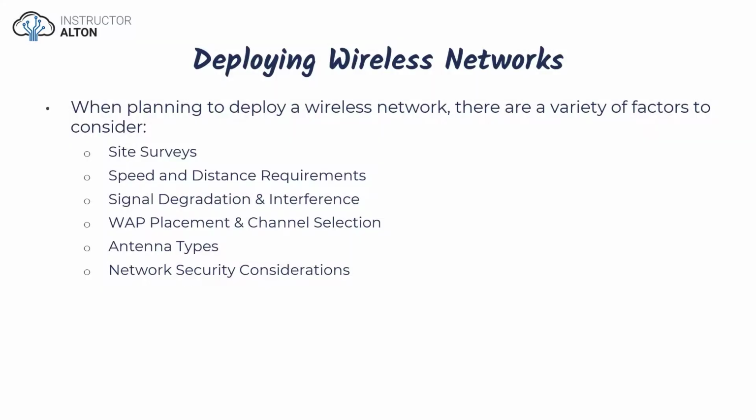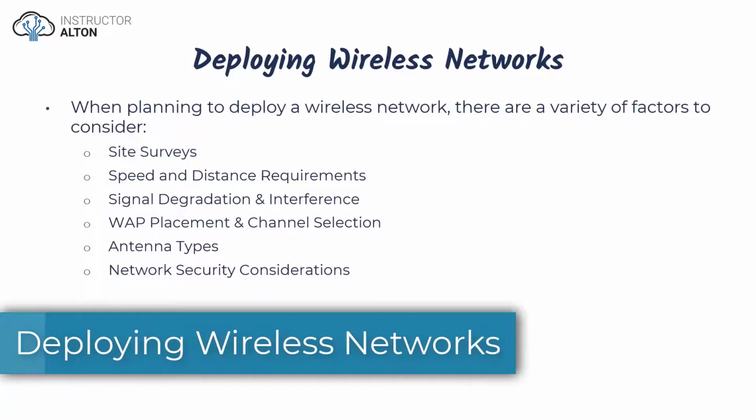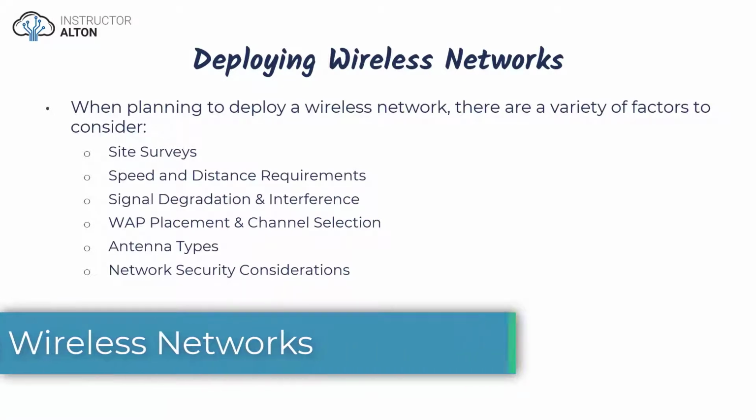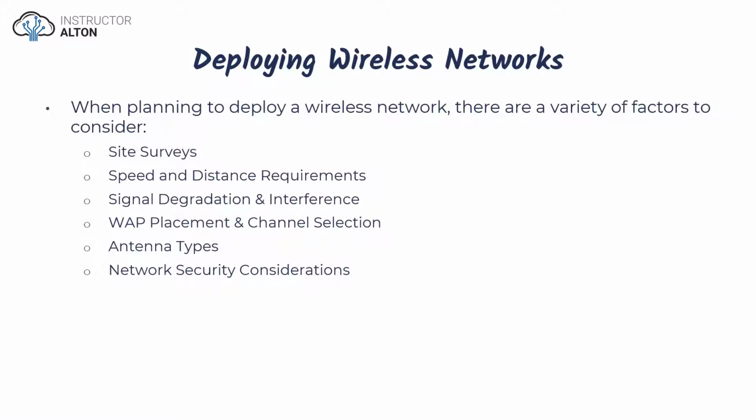In this lecture, we're going to take a look at some of the factors you need to consider when you're deploying a wireless network. So what we're going to do in this lecture is talk about site surveys, speed and distance requirements, signal degradation and interference, wireless access point placement and channel selection, antenna types, and network security considerations. So let's jump into it and talk about site surveys on the next slide.